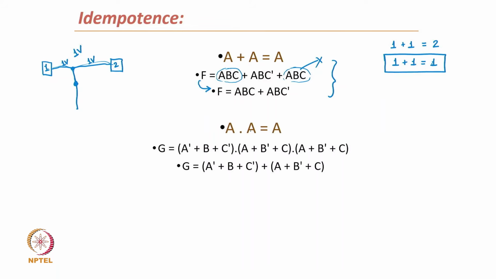Similarly, A dot A is also A. So, for example, we multiply 1 by 1, this is also 1. So, the same rule we can extend to multiple literal terms. We have this function g, where we have a dash plus b plus c dash, a plus b dash plus c, and then a plus b dash plus c. Then we see that this term and this term both are the same. So, we need not write it 2 times, we just get rid of this one term. We write a dash plus b plus c dash and a plus b dash plus c.